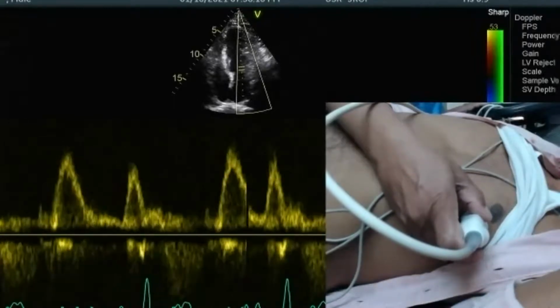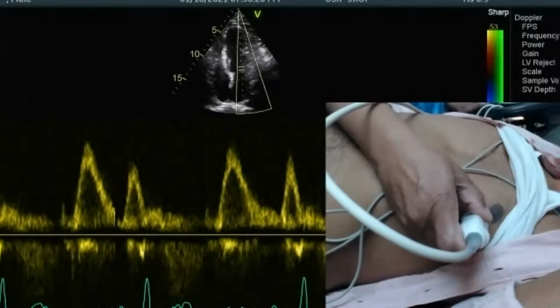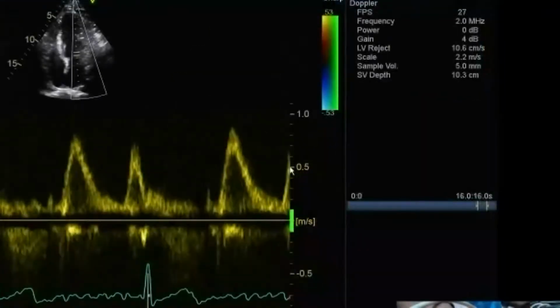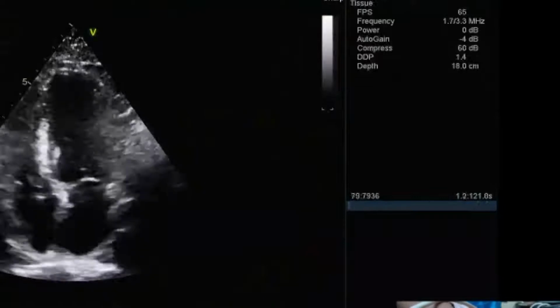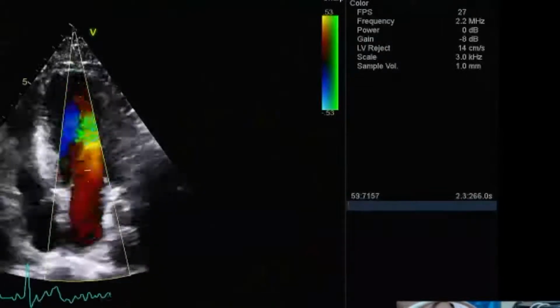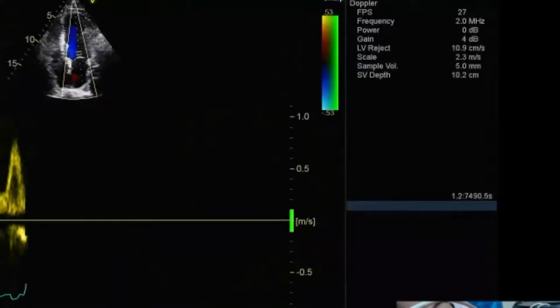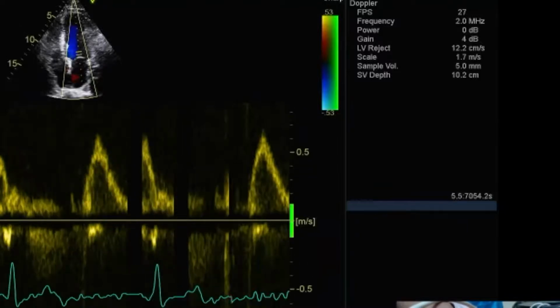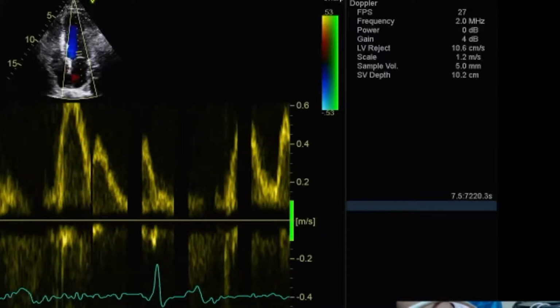Yeah. Now look at this scale on the right hand side of the machine. This is a scale of 5.5 meters per second. This is 1 meter per second. This is 0.5. This is 1. If I reduce this scale to 0.5 or 1, what will happen? Whatever everybody was asking, aliasing will start happening. I'm reducing the scale now.